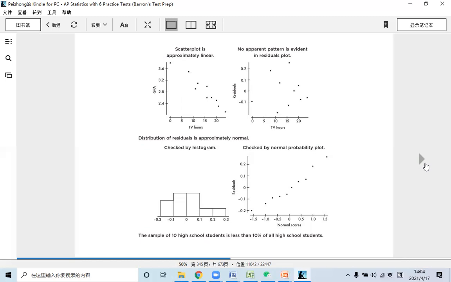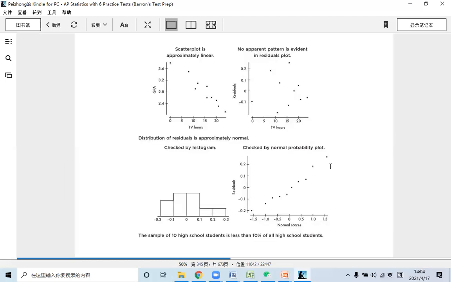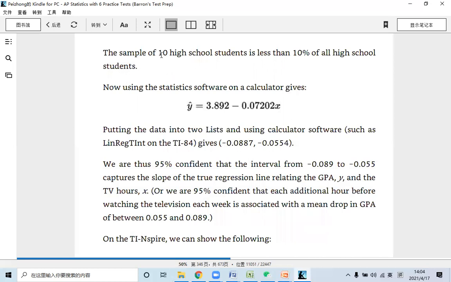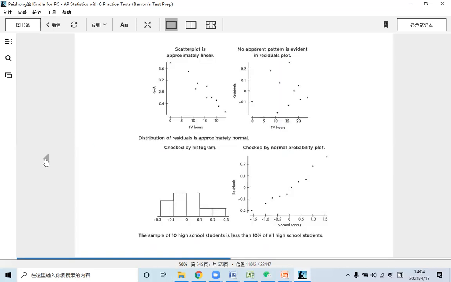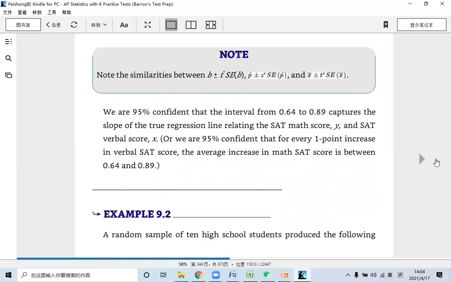And you check the normal distribution. The distribution is normal. And then you go get the formula. I'm going to send you guys calculator instructions. You have to learn how to use a calculator to do this kind of stuff.